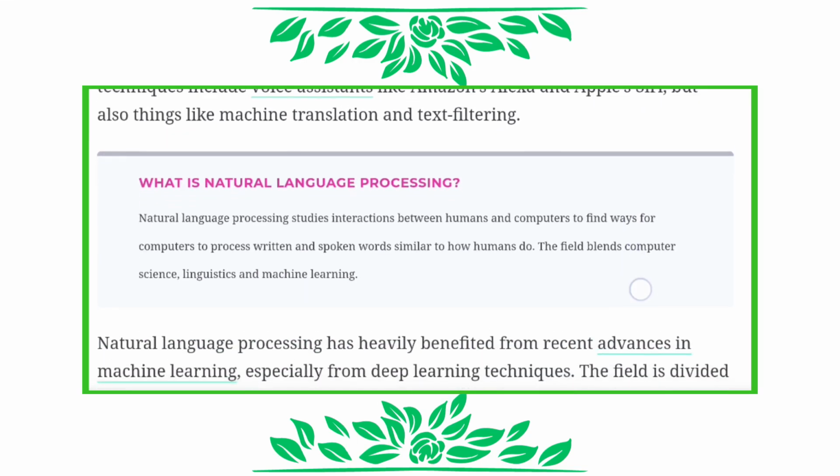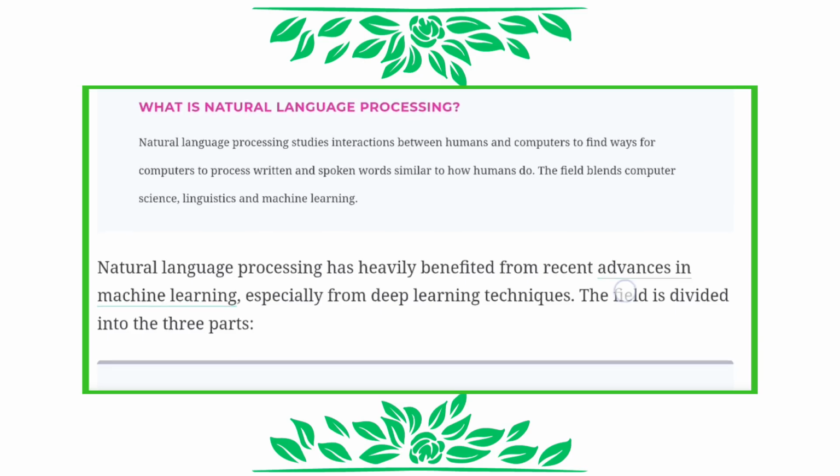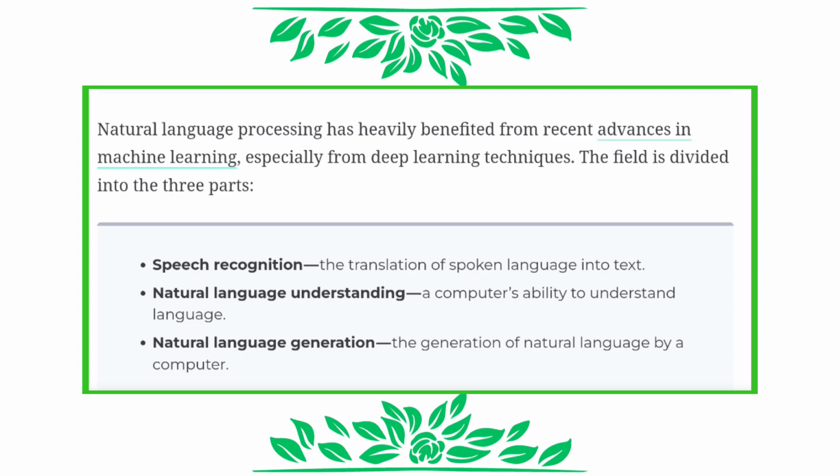What is natural language processing? Natural language processing studies interaction between humans and computers to find ways for computers to process written and spoken words similar to how humans do. The field blends computer science and machine learning. Natural language processing has heavily benefited from recent advances in machine learning, especially from deep learning techniques. The field is divided into three parts: speech recognition, the translation of spoken language into text; natural language understanding, a computer's ability to understand language; and the generation of natural language by a computer.